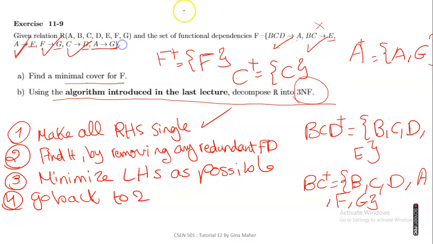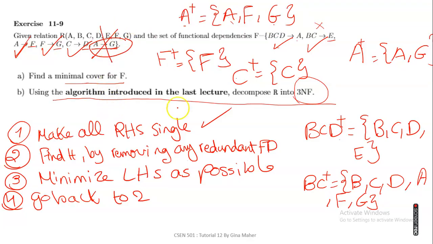Let's check this one. A closure. A. BCD is not there. BC is not there. A is there, so we can add the F. F is there, so we can add the G. C is not there, so we cannot add something. This one is removed in order to check whether it's redundant or not. Now, we can get that A implies G without having this functional dependency, so this one is the redundant one. So, after doing this step, the new set will be the same, but we are going to remove A implies G.